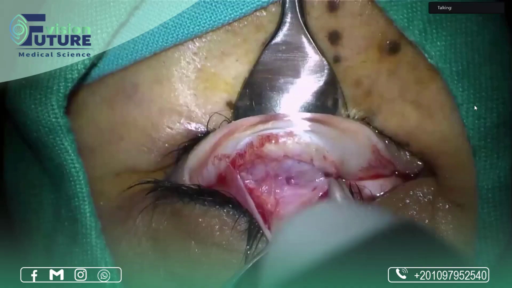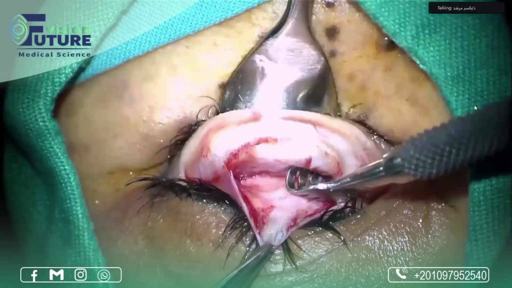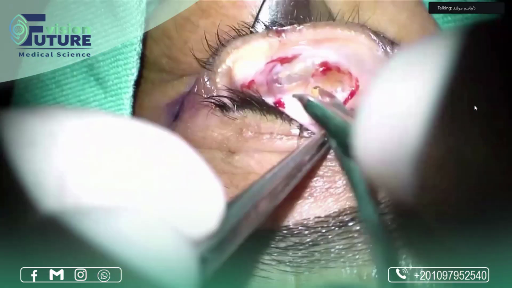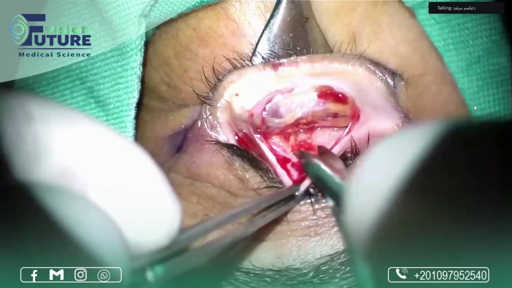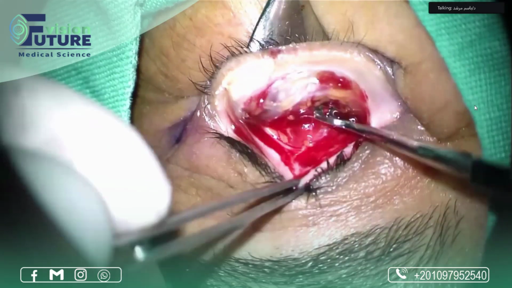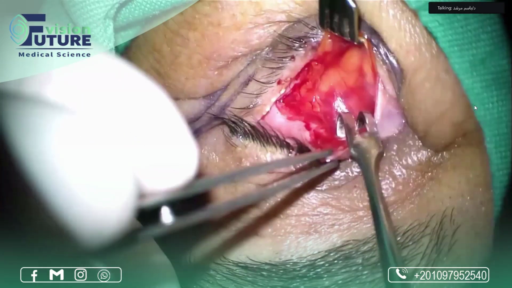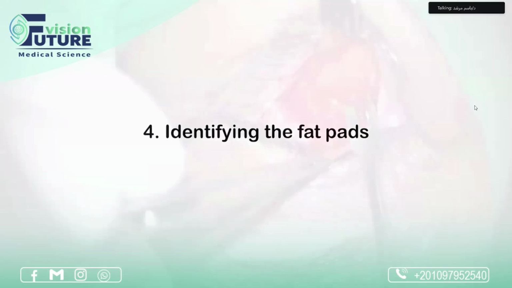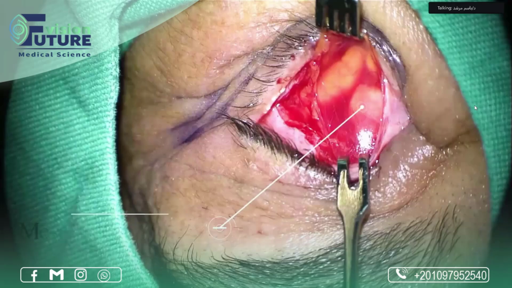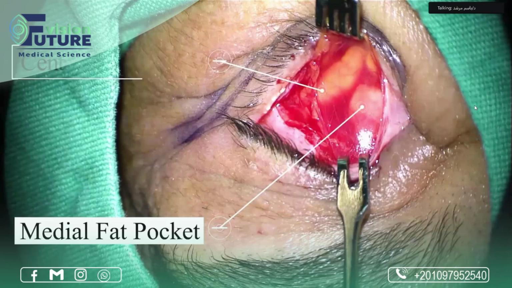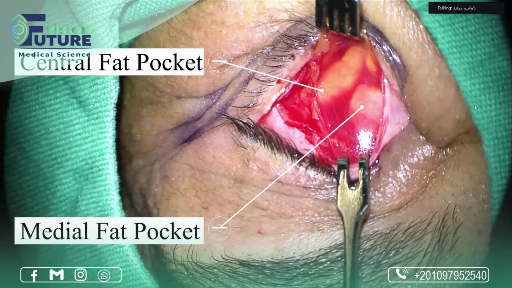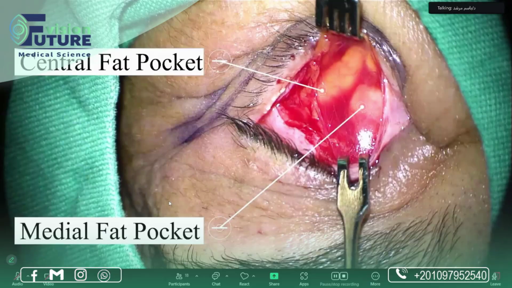As you can see, we go directly towards the orbital rim and we can start seeing the fat pads. We all know that in the lower eyelid we do have 3 fat pads: a medial fat pad, a central fat pad, and a lateral fat pad. We'll start identifying. This is the medial, the central, and the lateral fat pad. The central fat pad is in another position, which is more anterior and superior towards the skin. Here's the lateral fat pocket.